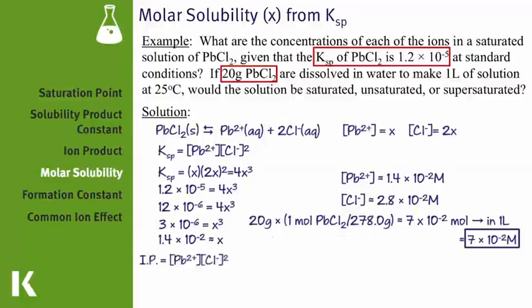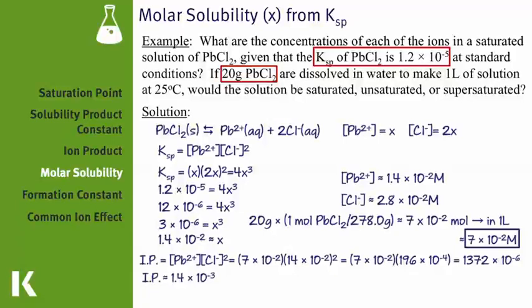We'll start with the expression, which is exactly the same as the KSP expression. We know that there are 7 times 10 to the negative second moles of PbCl2 in this 1 liter solution, which means there are 7 times 10 to the negative second moles of lead and twice as much, or 14 times 10 to the negative second moles of chloride. Next, we have to distribute the exponents and then combine the terms, and we can simplify down to an ion product of about 1.4 times 10 to the negative third.